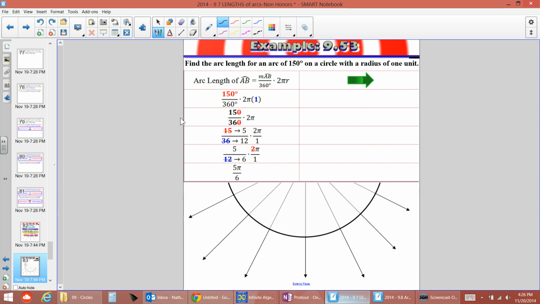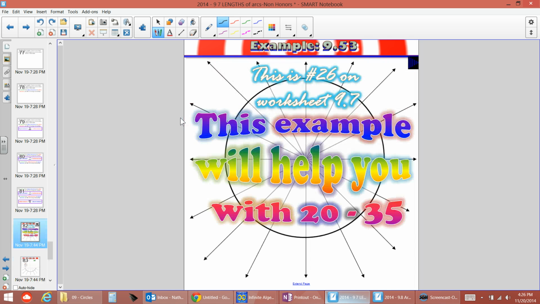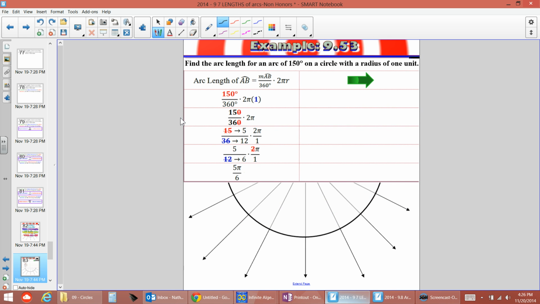So an example to help prepare you for that is right here. Find the arc length for an arc of a 150 degree circle with a radius of 1 unit. Okay. The reason why this becomes important is because we're going to see that that's the same formula. Anyways, first step is we use the arc length formula because we're looking for an arc length.